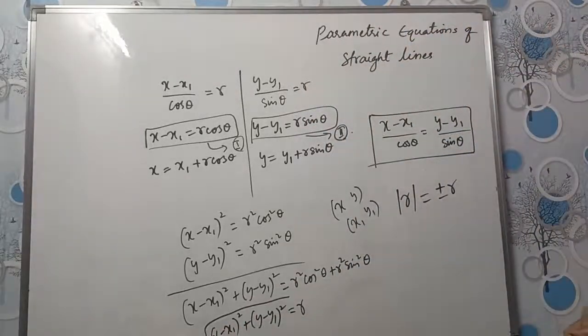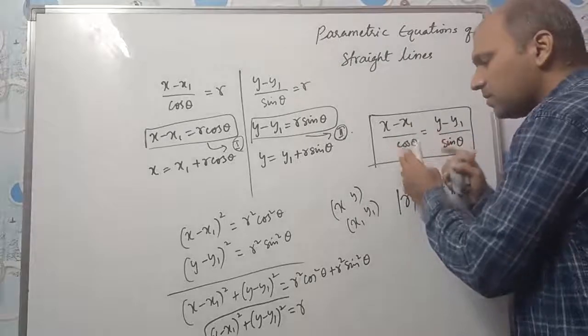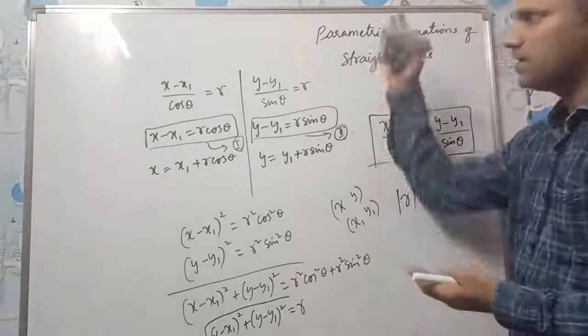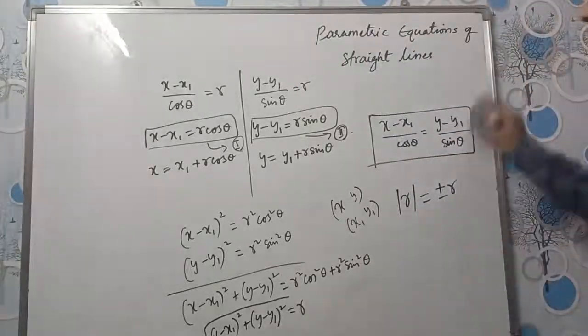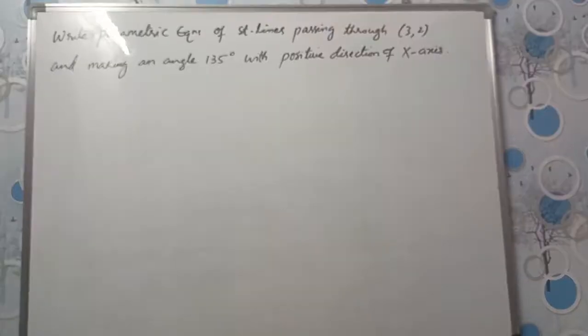Okay, so that was about parametric equations of straight lines. The parametric equations of straight lines are derived from the symmetric form, and the symmetric form in turn is derived from the point-slope form. Alright, let me pause the video and we'll do a few problems now.